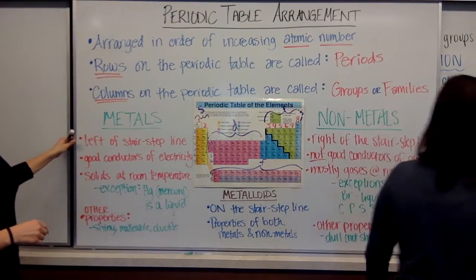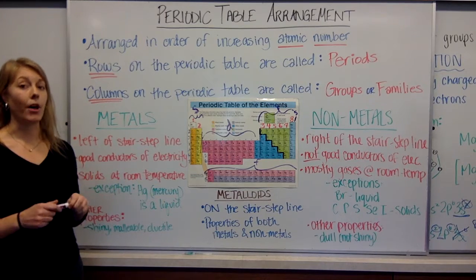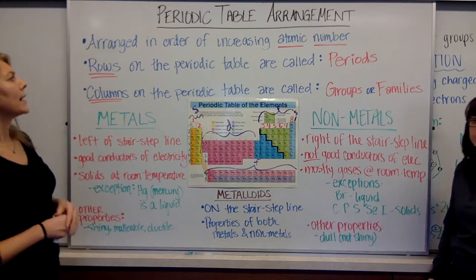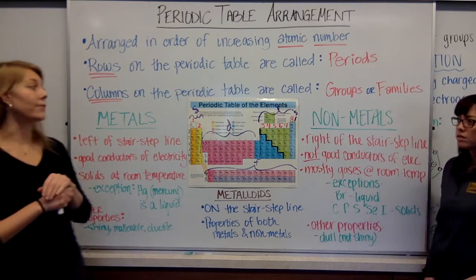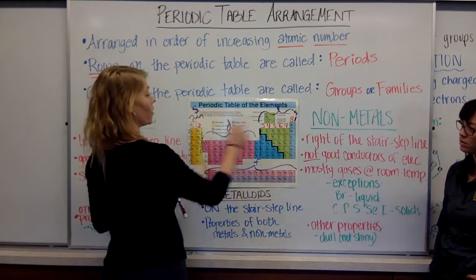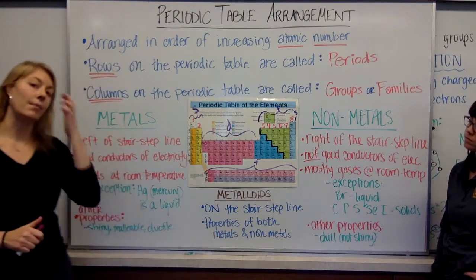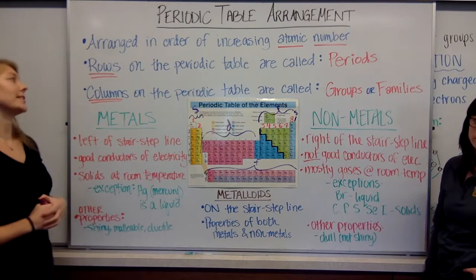The periodic table, we've talked about how it's pretty amazingly arranged, right? It's very methodical on how this was all put together. It's arranged in order of increasing atomic number. So if you look from hydrogen and on, we have 1, 2, 3, 4, 5, 6, 7, 8. Increase in atomic number from left to right across the periodic table.